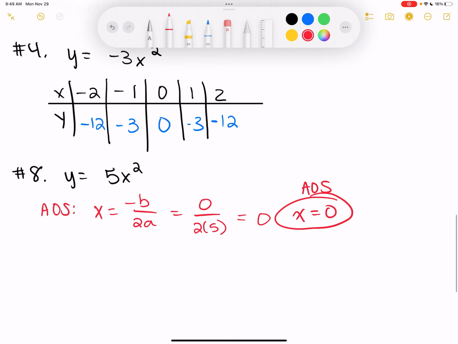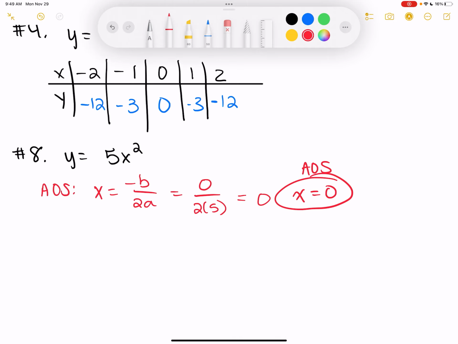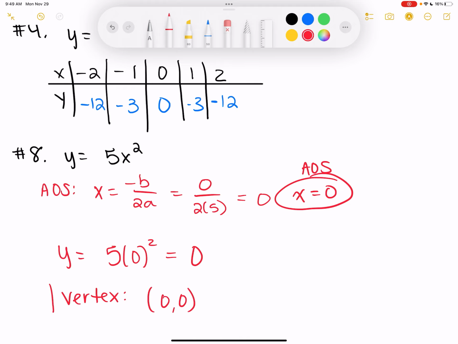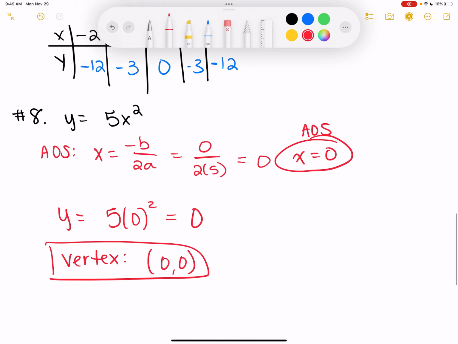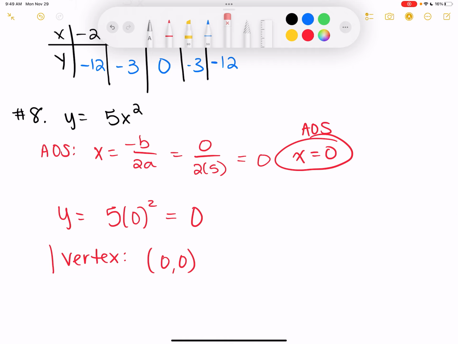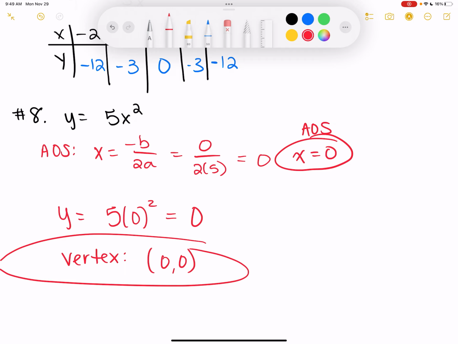Okay. So then your vertex, you're plugging in whatever x value you get here to get your y value. So you're going to do y is equal to 5 times 0 squared. And what is that? 0. So then you would need to do something like this. Show me that your vertex is at 0, 0. Okay, so another piece of the puzzle here. Your vertex and axis of symmetry clearly shown.